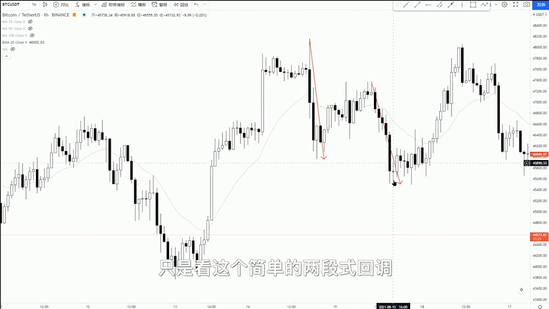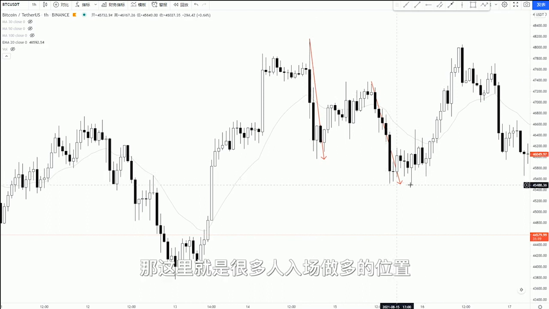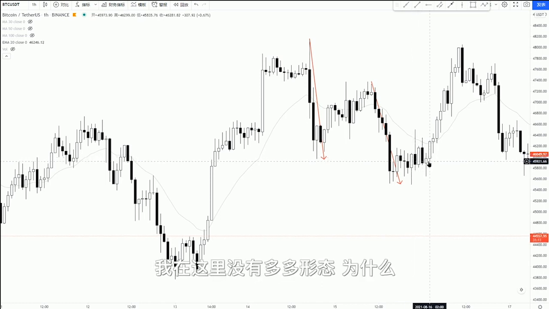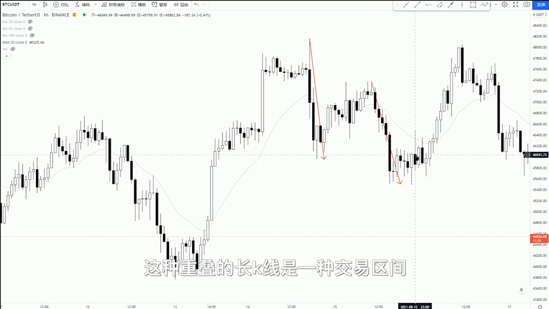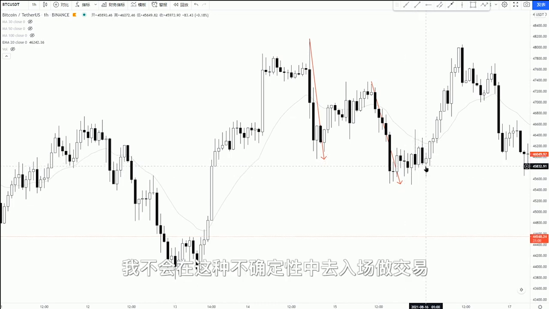So that's where a lot of people come in and go long, but for my system, and I've shared it in the group, I don't have multiform here. Why? Because there are all these overlapping long K lines, and this overlapping of long K lines is a kind of trading range that represents extreme uncertainty in the market. And I'm not going to go in and trade in that uncertainty.